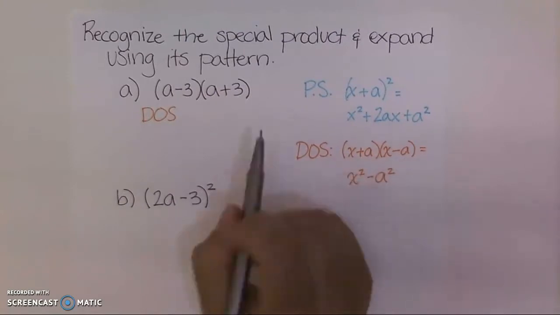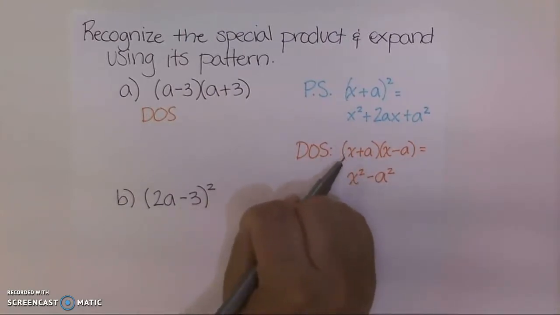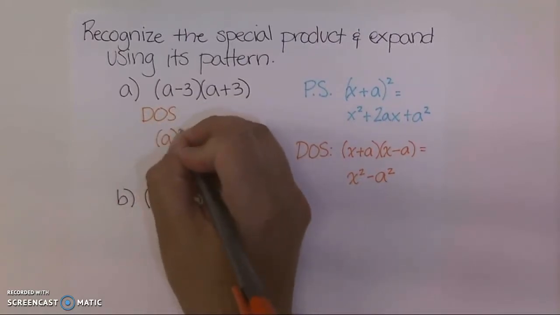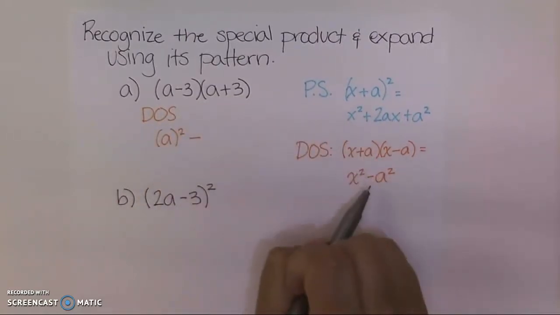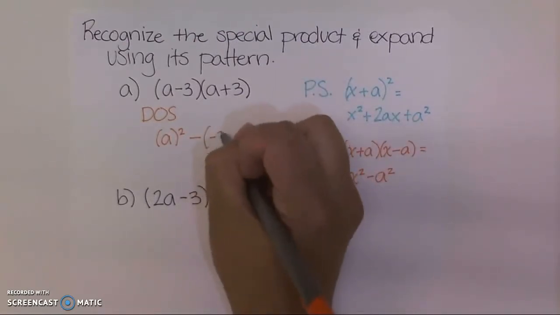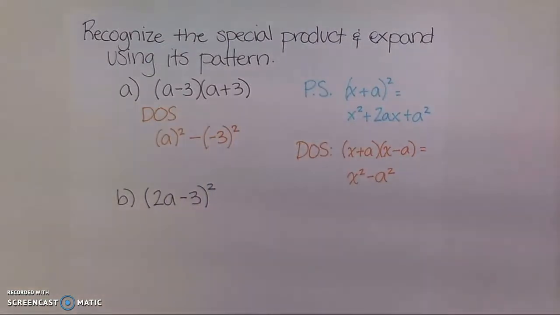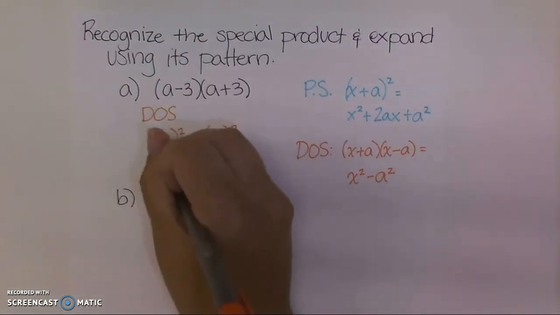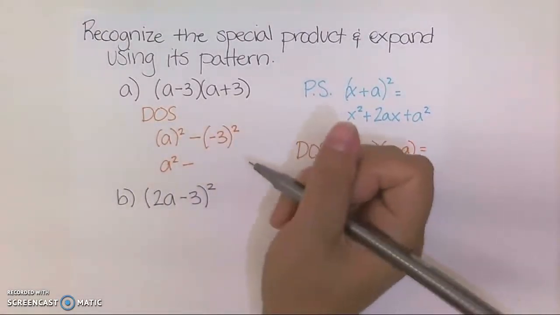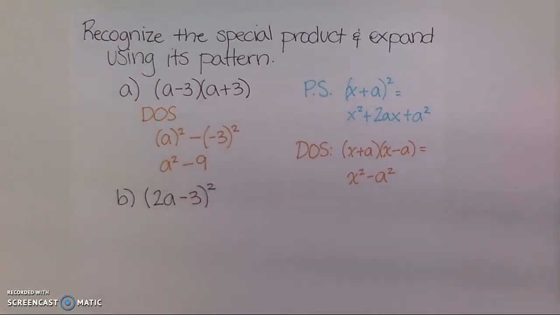And so therefore we're going to take x, or the first term, so in this case the first term is a, and we're going to square it, and then we're going to subtract, because minus, the second term squared. So the second term is negative 3 squared. So a squared is just a squared, and then minus, and then negative 3 squared is positive 9, so a squared minus 9. So that's using the special product pattern to expand difference of squares.